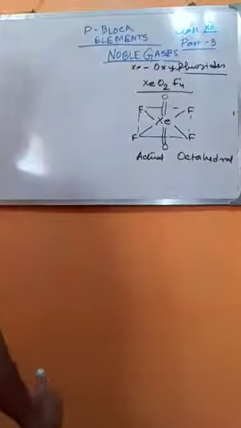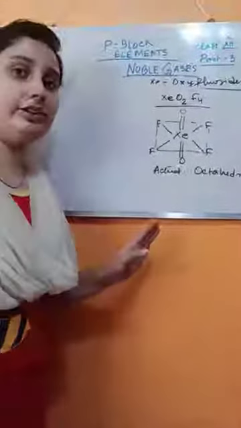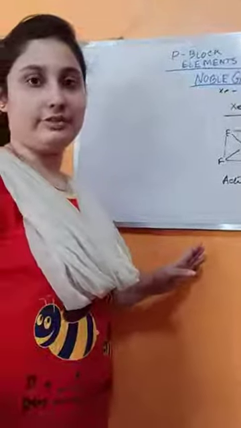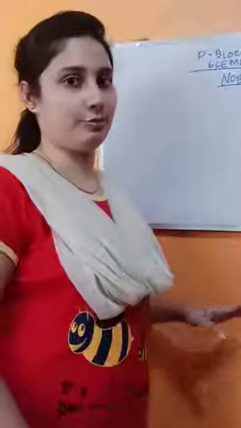These are more or less the parts which are required for your noble gases. In my next video, I will start with group 17, the halogen group. Thank you.